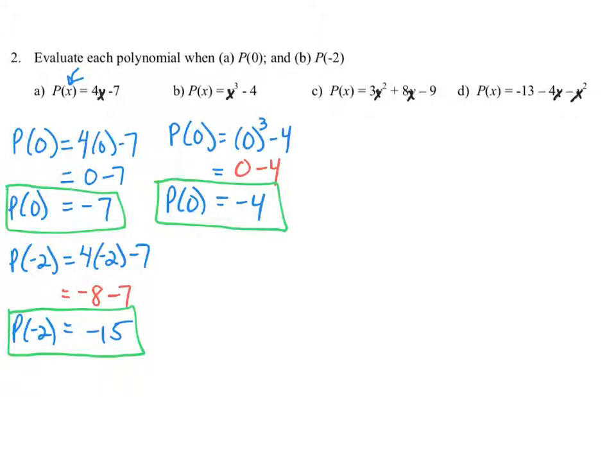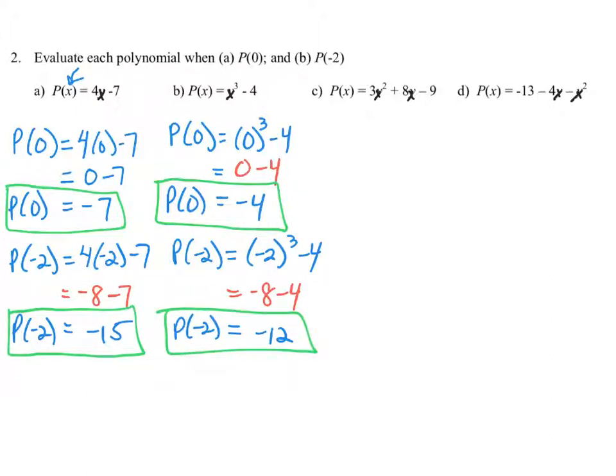Let's find p of negative 2. We replace the x with negative 2, so we get negative 2 to the third power minus 4, and negative 2 to the third power is negative 8, and negative 8 minus 4 is negative 12. So p of negative 2 is negative 12.